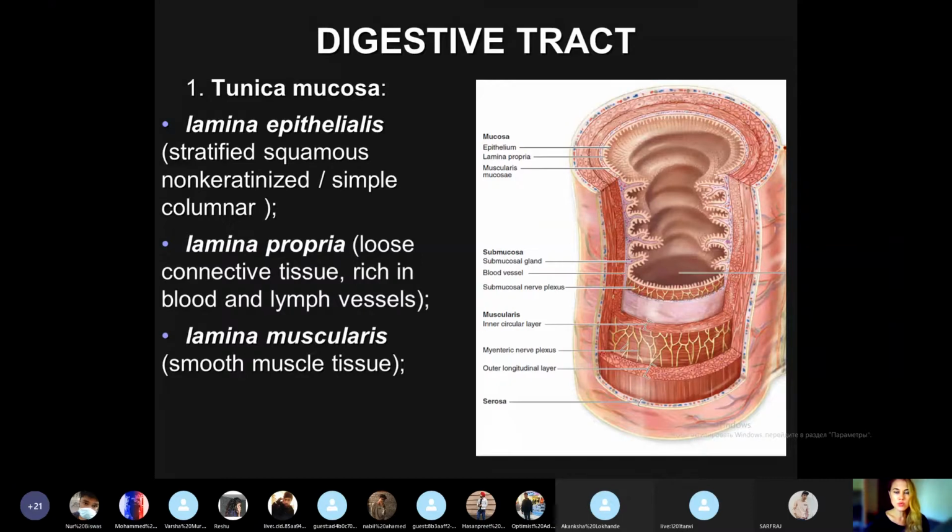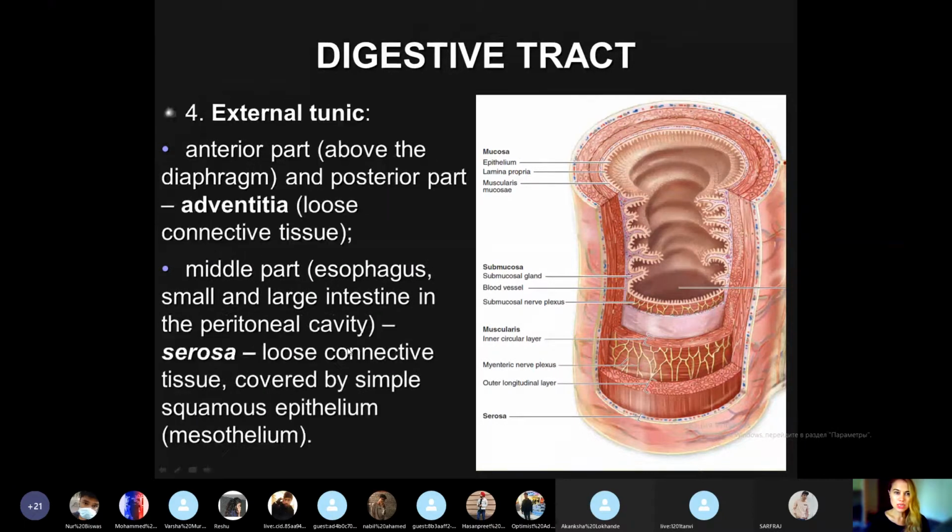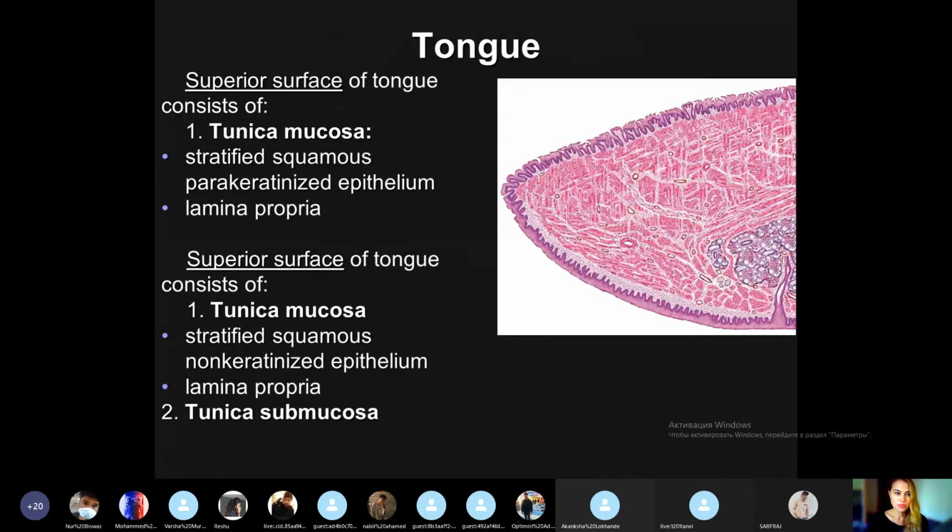And now we are going to focus on the structural features only, but you need to keep in mind the general plan of the structure: the tunics and the layers of each tunic. Tunica mucosa, tunica submucosa, tunica muscularis, and tunica externa. So please remember it, because it will help you to describe each organ when you discuss this topic in the practical lessons with your teachers.